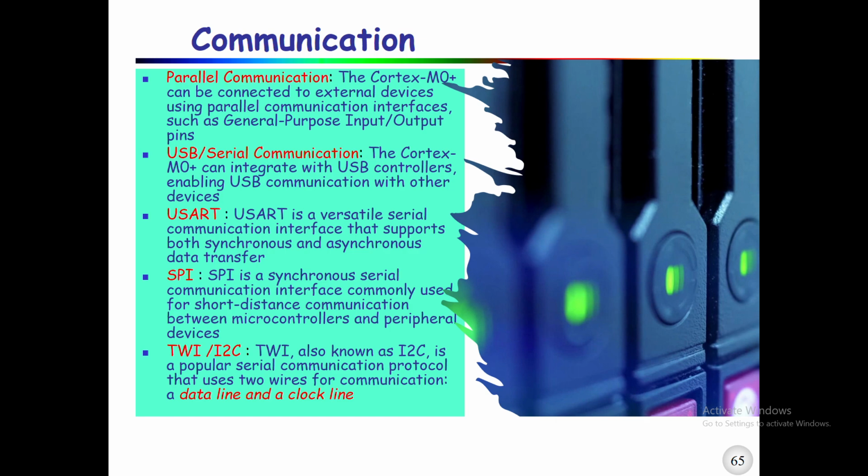And SPI is a synchronous serial communication interface, commonly used for short distance communications between different microcontrollers and peripheral devices. TWI or I2C, mostly known as I2C, is a popular serial communication protocol that uses two wires. That's why it's referred to as I2C, and it has two wires for communication, a data line and a clock line.